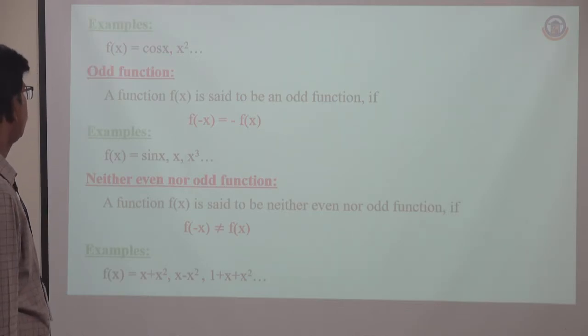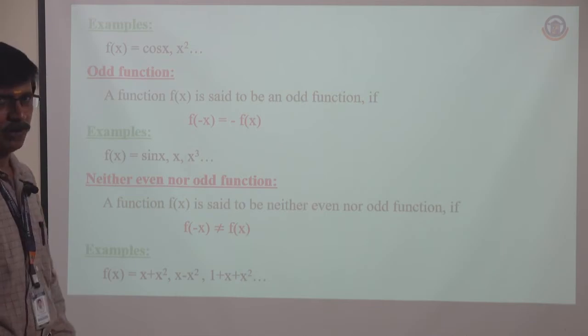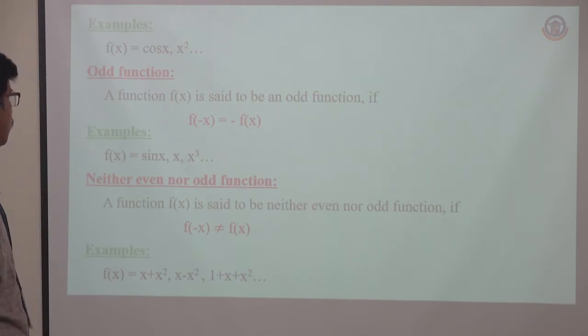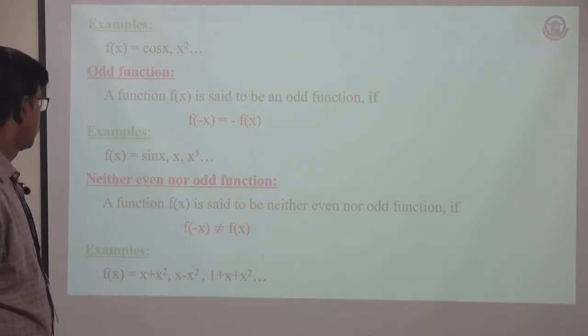Here we consider some examples for even functions: f of x is equal to cos x and x square. Odd function: a function f of x is said to be an odd function if f of minus x is equal to minus f of x. Some examples for odd functions are sin x, x and x cube.